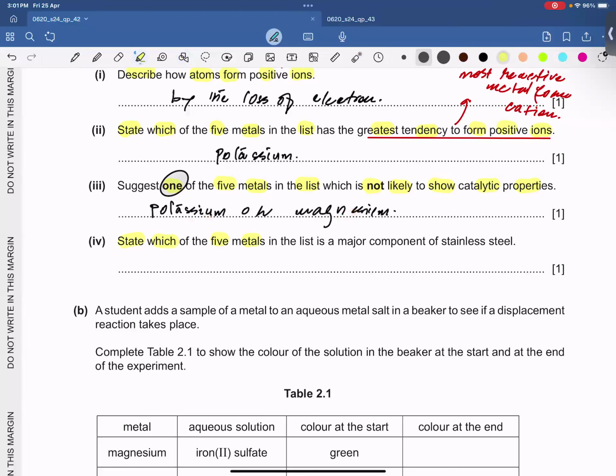State which of the 5 metals in the list is a major component of stainless steel. Iron. Stainless steel consists of 2 elements. The first one is iron and the second one is carbon. Okay.